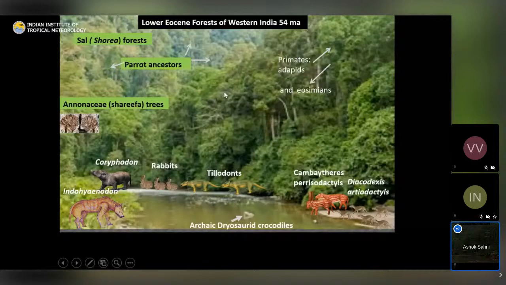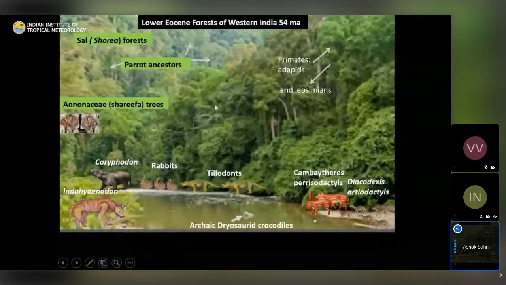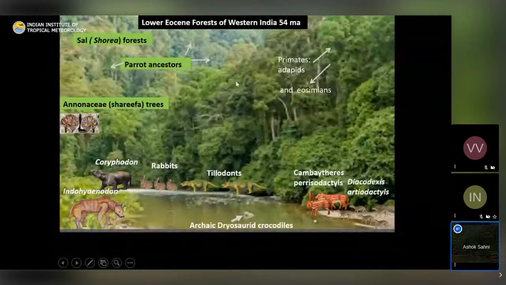This is a picture of India 54 million years ago. At that point of time, you had sal forests, the Shorea forests. You had parrot ancestors, like I showed you. You had primates. You even had this fruit, sharifa or sitaphal as it's called. And then you had all these animals. You had artiodactyls, sheep-like animals, horse-like animals, animals that have become extinct, pterodons and coryphodons. You had the rabbits, and you even had a hyenodon, the carnivore.